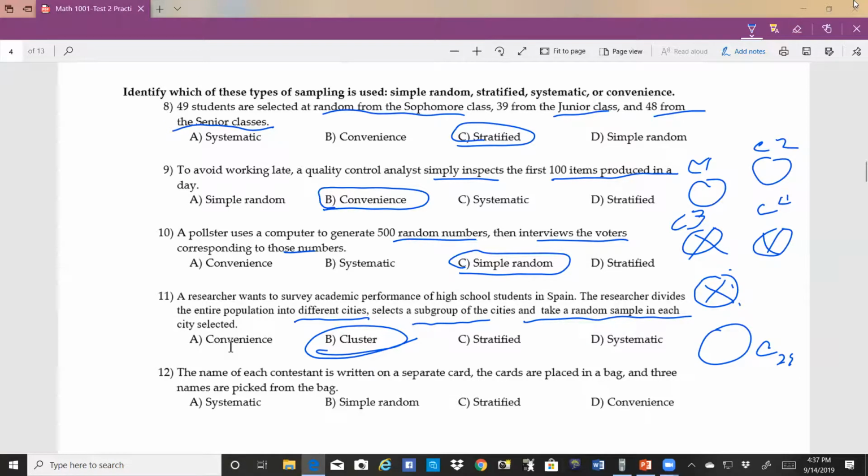Number 12, the name of each contestant is written on a separate card. The cards are placed in a bag, and three names are picked from the bag. That is simple random sampling.